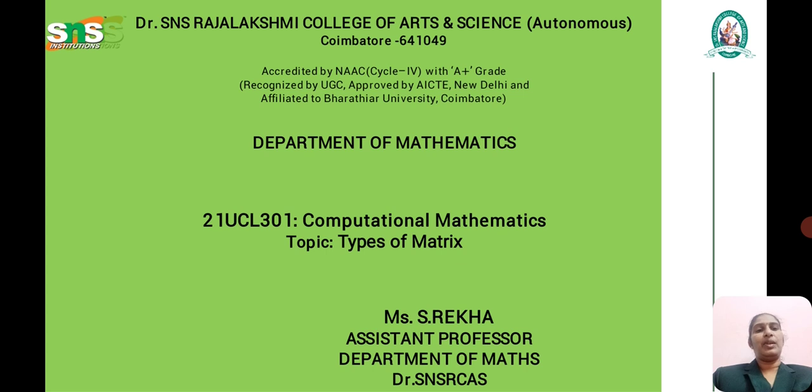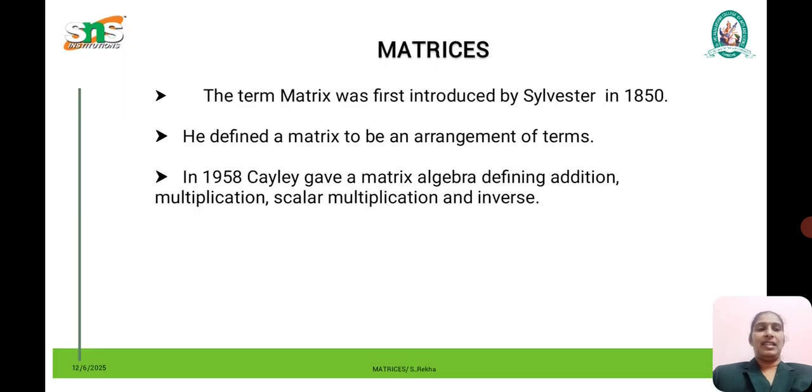So today we are going to discuss the topic types of matrix in the course Computational Mathematics. First of all, we are going to discuss what is a matrix. Normally, a matrix is nothing but an arrangement of rows and columns. These rows and columns were first introduced by Sylvester in 1850. He defined a matrix to be an arrangement of terms, and Cayley also gave addition, multiplication, scalar matrix and inverse.